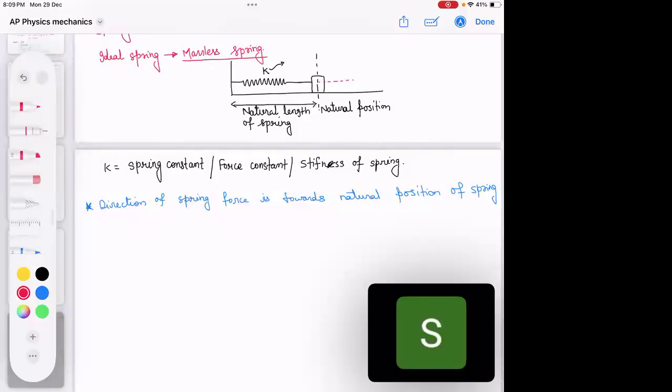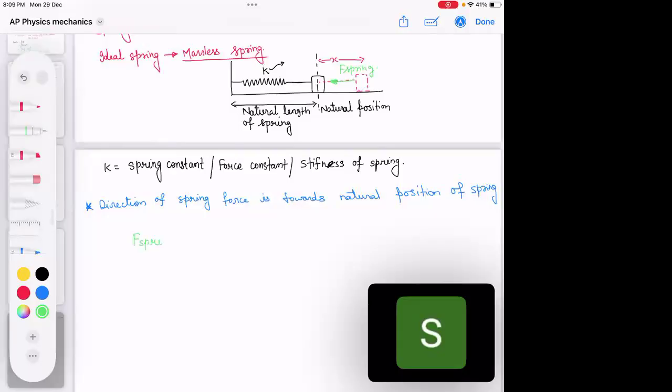Let's say I am going to elongate the spring by some x. Please tell me which direction the spring force is going to act on the block. Just tell me the direction first. Can I say the direction of the spring force is going to be towards the natural position? So this is the direction of the spring force.